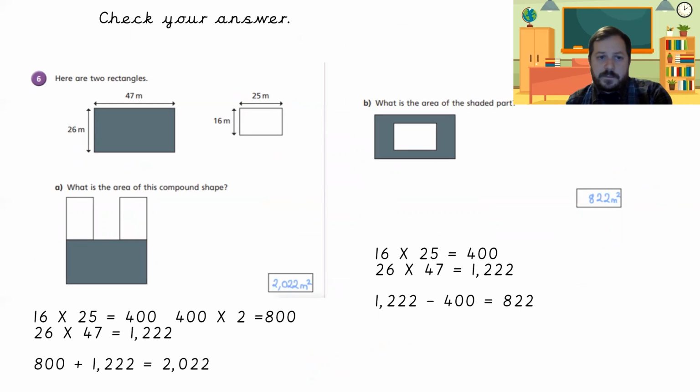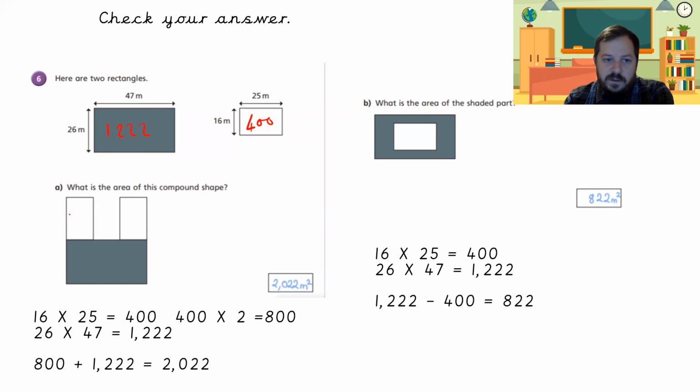And here are our answers. So there are 2 rectangles. The first thing we need to do is work out what the area is of each. So we do 16 times 24, which is 400, which is this one here. So this area is 400. Then we've got 26 times 47, which is 1022, which would be that one. And we work that out using the methods that we have been using. Just remember, we're timesing these together to get the answers.